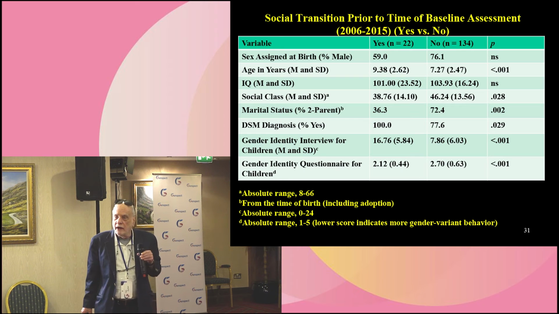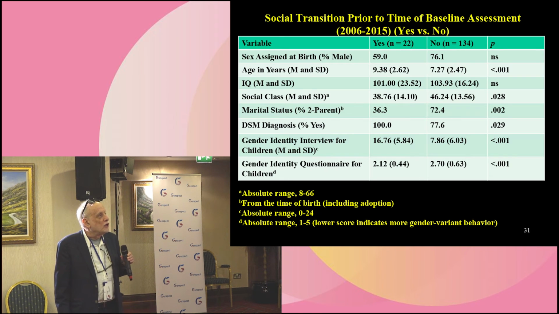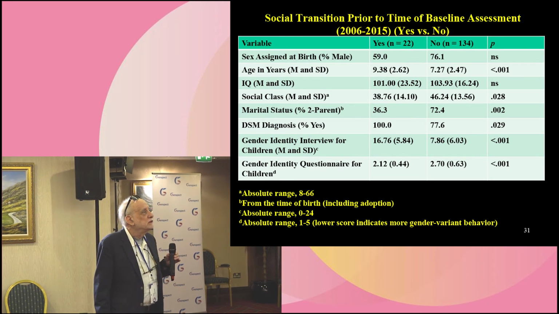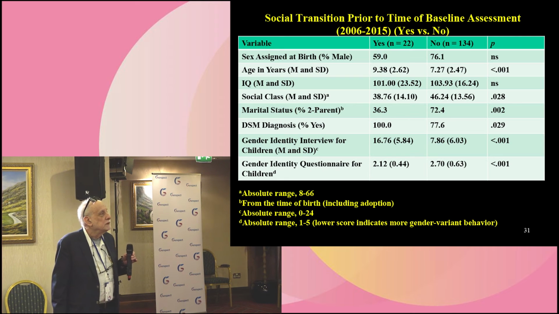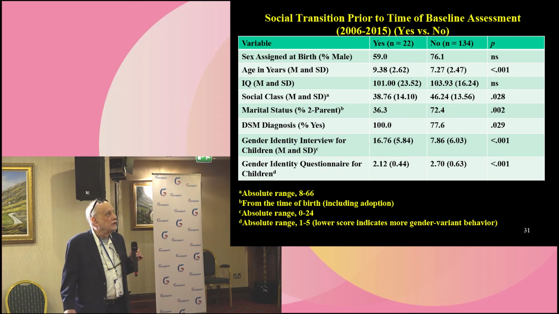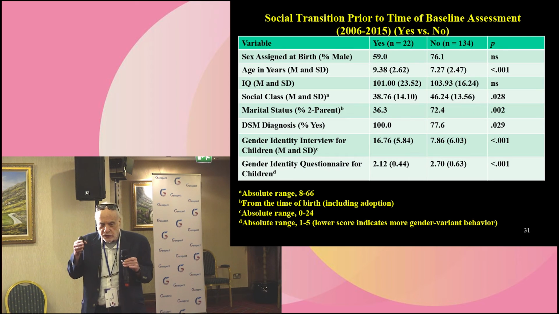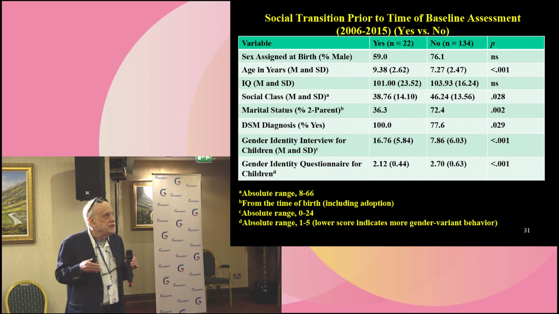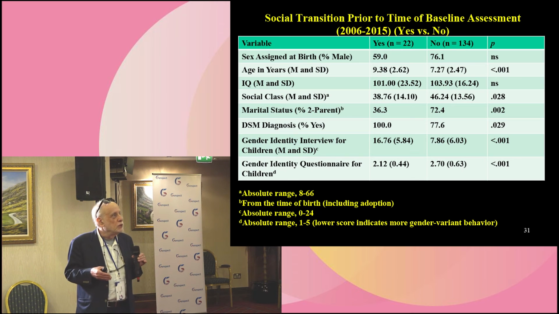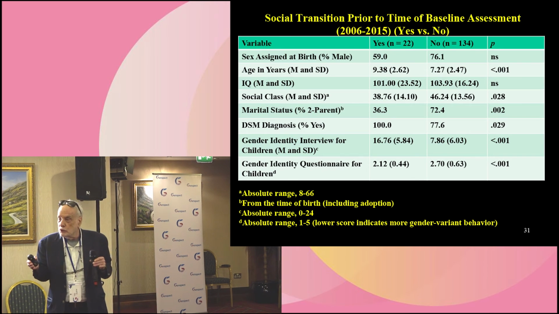This is a slide of data from Toronto. It's not published, but the data are pretty cool. Of 156 kids that we saw for the first time in childhood between 2006 and 2015. Why 2006? Because that's when we first started to see kids coming into our clinic who had already socially transitioned.